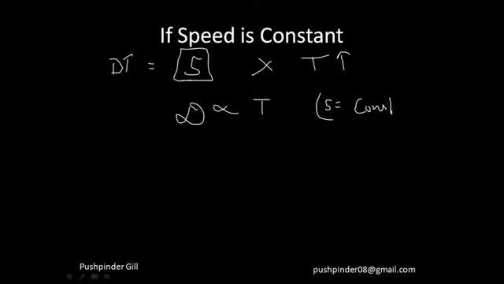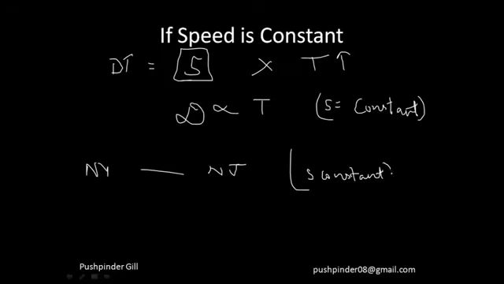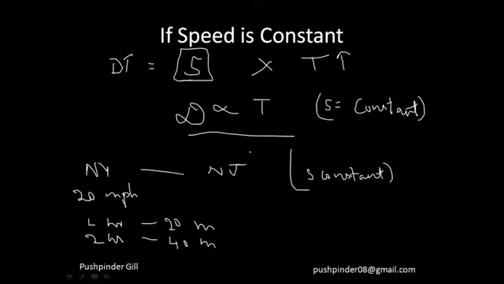You getting my point? Let me take an example. Let me say I'm going from New York to New Jersey, and I keep my speed constant. Let's suppose I want to travel at the speed of 20 miles per hour. If I travel for 1 hour, I will be traveling 20 miles. If I travel for 2 hours, I will be traveling 40 miles. So if I'm increasing my time, my distance is also increasing, which shows that distance is directly proportional to time, provided the speed is constant.